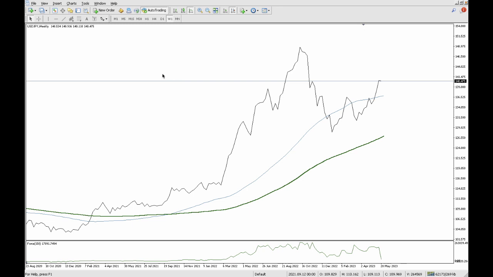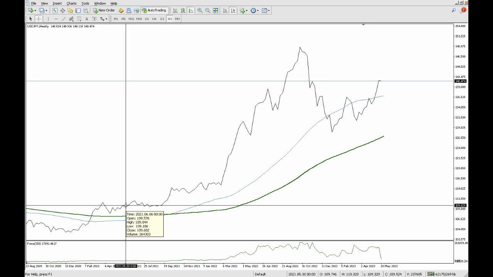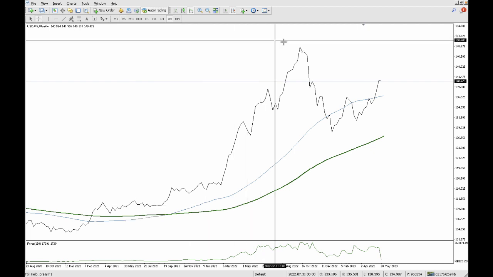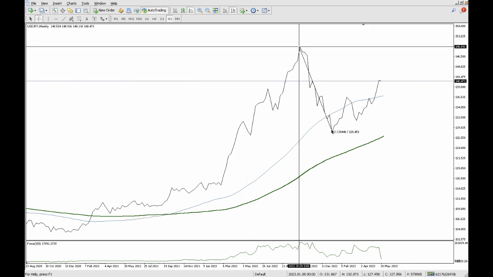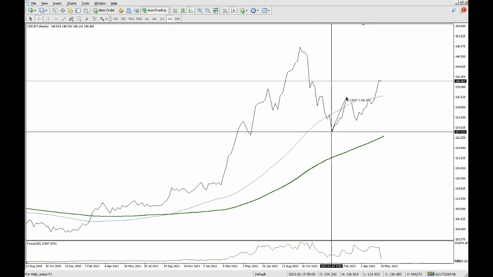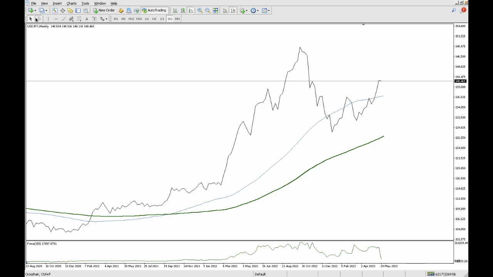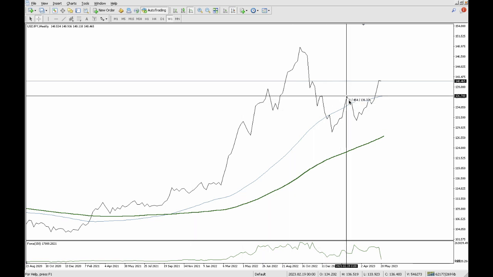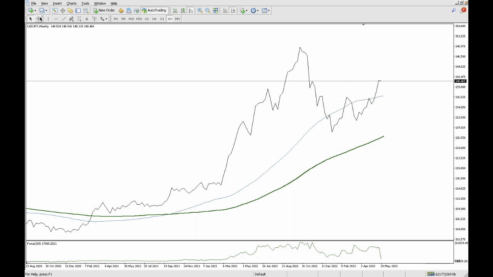Let's take a look at the charts we have here. This is a weekly chart of the USDJPY. Notice how the price of the asset steadily rises over time, drops over time, rises over time, drops over time, and rises over time.